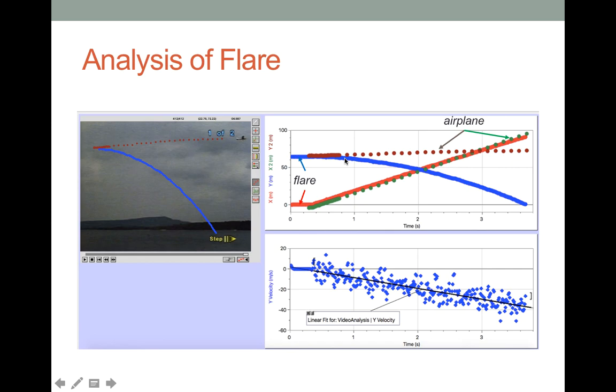Here we can see in the blue, that is the vertical position, which is parabolic. And I then graph the velocity right here. It's very noisy because the quality of the video is not that great. But the slope of this line turns out to be 10.4 meters per second squared, which is within 6% of the accepted value of 9.8. So this is constant acceleration downward while it is moving at constant velocity and essentially the same velocity as the airplane.